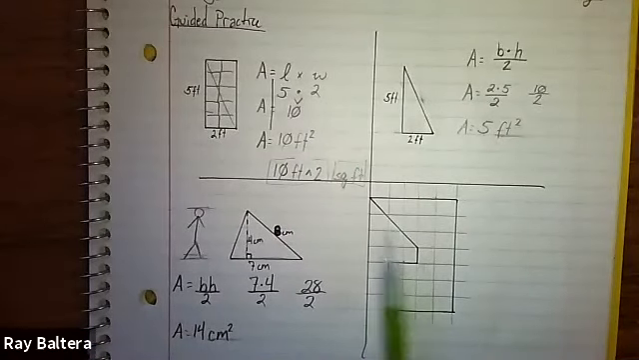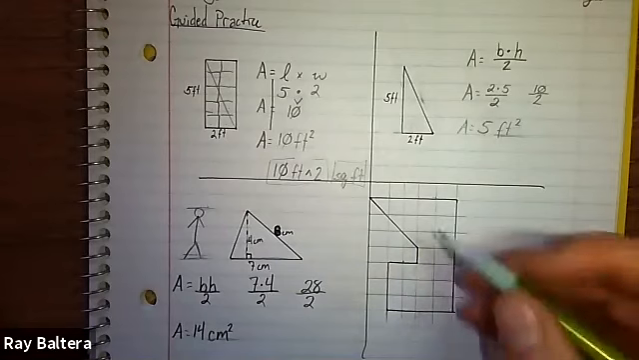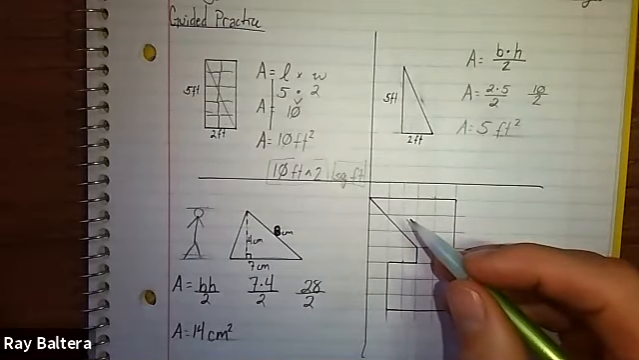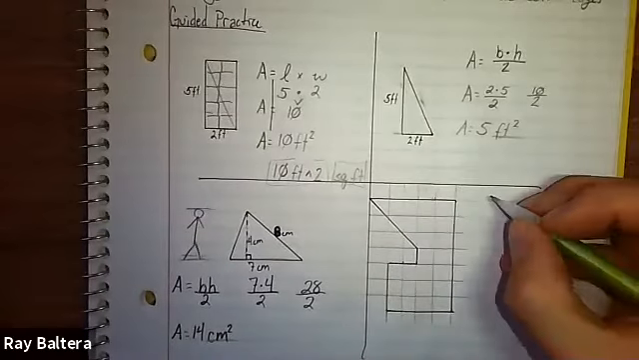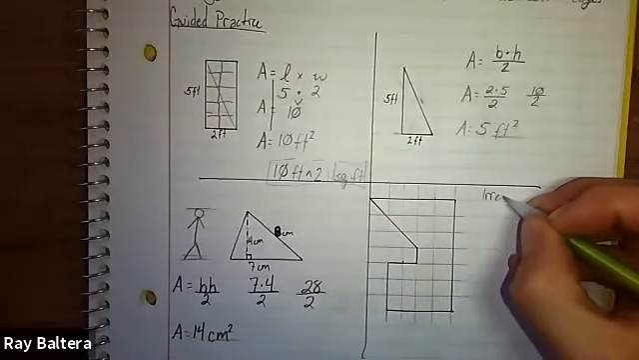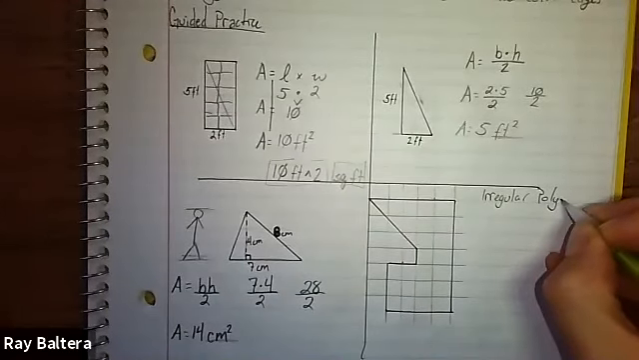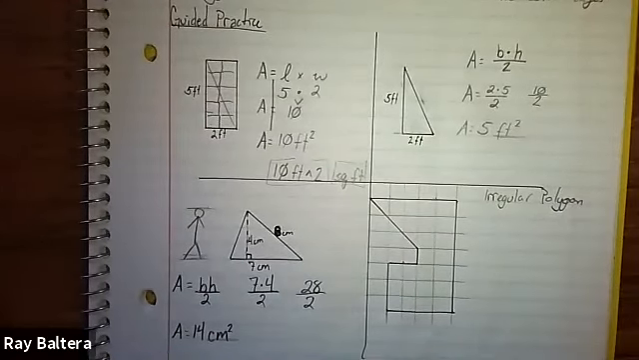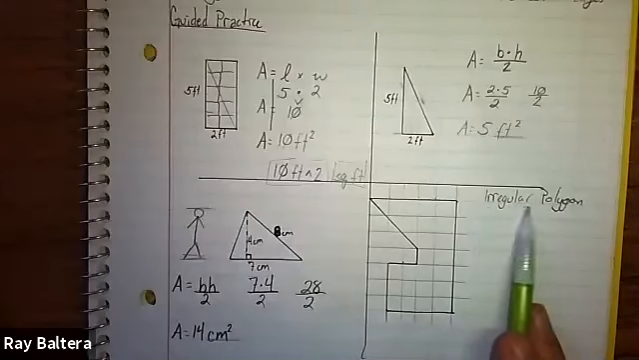Now, this shape has no name. Well, it does have a name. It doesn't have a math name like square or rectangle or triangle. This is just called an irregular polygon. And when we get irregular polygons, we need to break them apart.